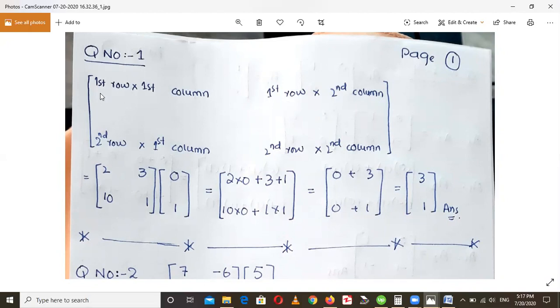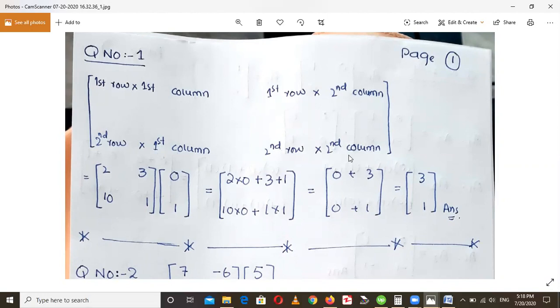Here the row will not change, the row will be the same. Look here, here is the first row, here is the first row, but the column will change. Here the first column will multiply and here the second column will be multiplied. And in the left downward corner, we have to multiply the second row with the first column, and in the down right corner, we have to multiply the second row with the second column. This is basically the formula for the multiplication of two matrices.